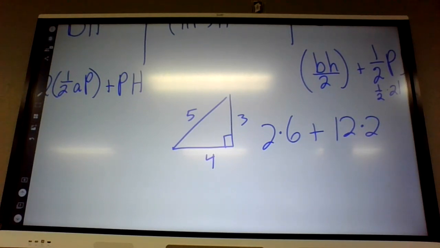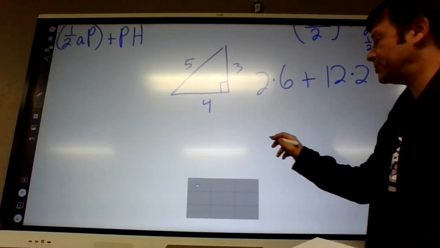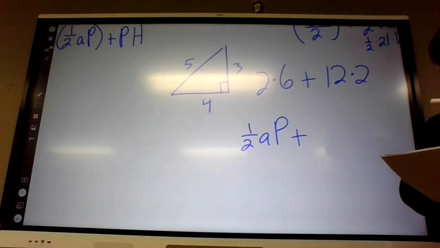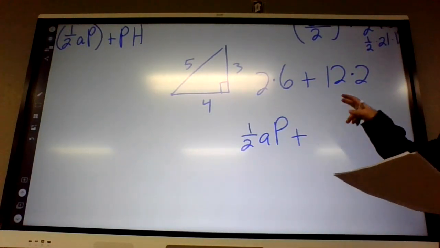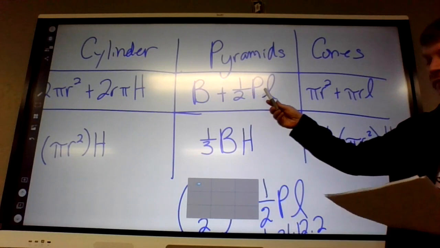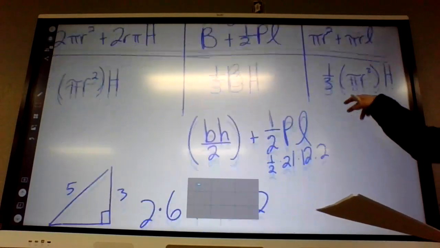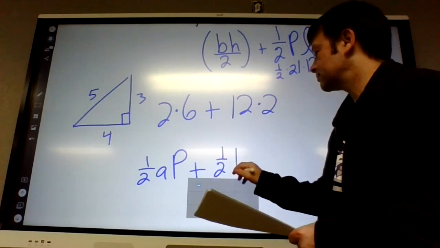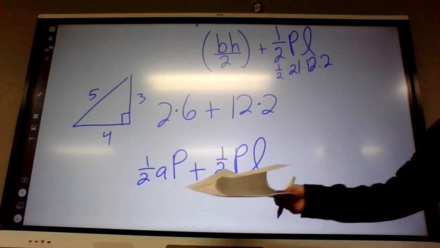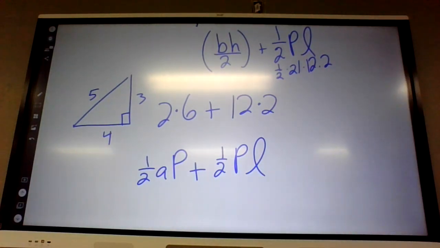Number 6 is another pyramid, but the base of the pyramid is a hexagon. So you have to do 1/2 apothem perimeter for the base area. And then the lateral area, just use the 1/2 perimeter slant height thing. The area of the base, I was just more specific than base plus 1/2 perimeter slant height. The base is a regular polygon, so 1/2 apothem perimeter.